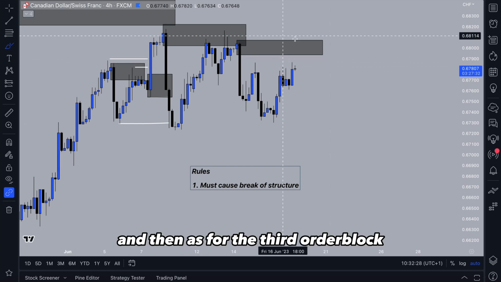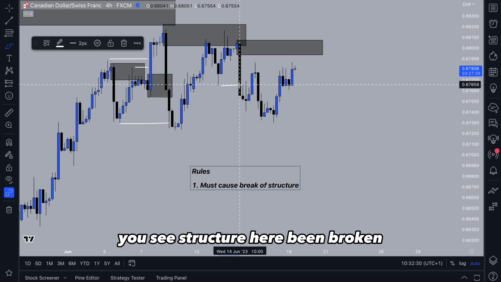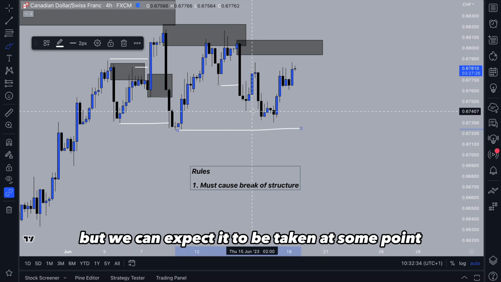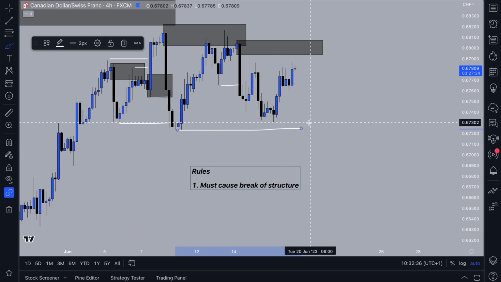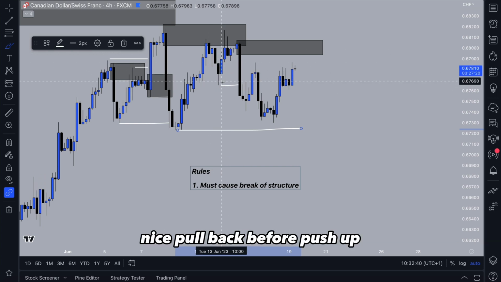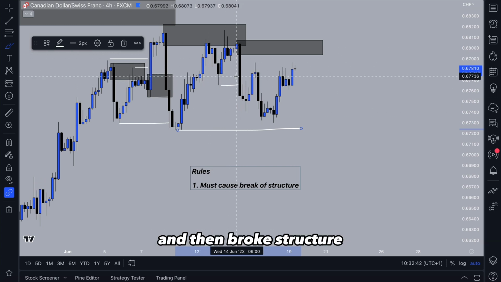And then as for the third order block, you can see structure here being broken. This structure hasn't been broken yet, but we can expect it to be taken at some point if we continue bearish. But it broke one structure, and that's the main thing. This was some key structure. Nice pullback for push up and then broke structure.